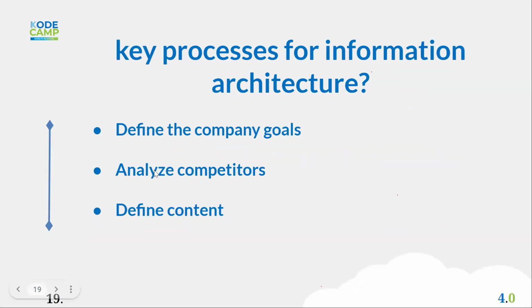So you have the key process of information architecture, things that you must consider when doing your information architecture. You have to define your company goal. And we all know that the goal of every company is to make profits, make more money, and also help people to make better decisions. Then you have to analyze competitors.